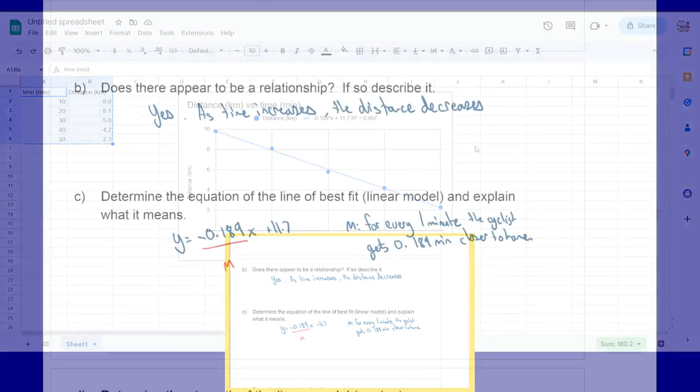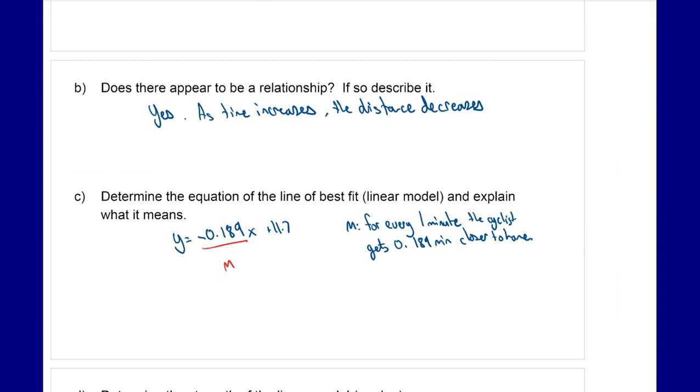Probably you can see everything. So that is what the m value is telling us. For every 1 minute, the cyclist gets 0.89 meters closer to home. Right, that distance from home is starting to decrease. The other value is 11.7.